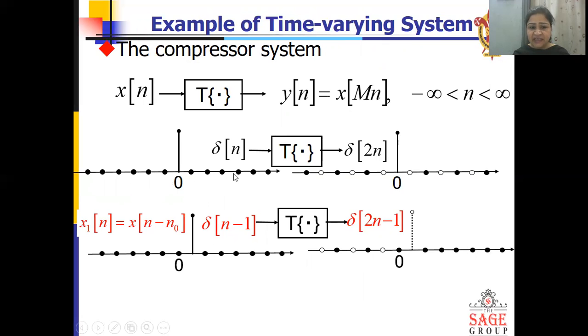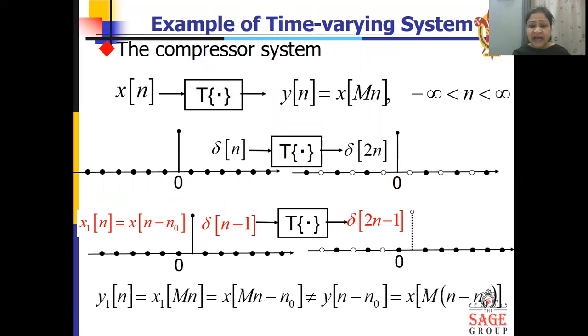Now if I delay the input by, say, 1 unit, so I get delta[n minus 1], which I give to the system, and I get delta[2n minus 1]. The output delayed by the amount by which the input was delayed is not equal to the delayed output. That means the system is a time variant system. It is not a time invariant system, because here the characteristics of the system are varying with time.